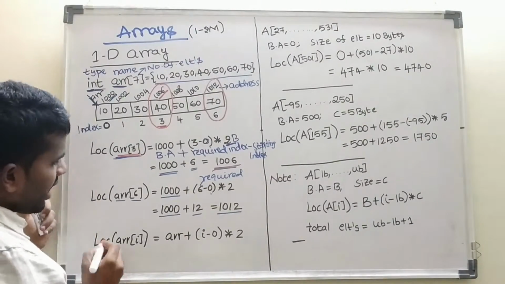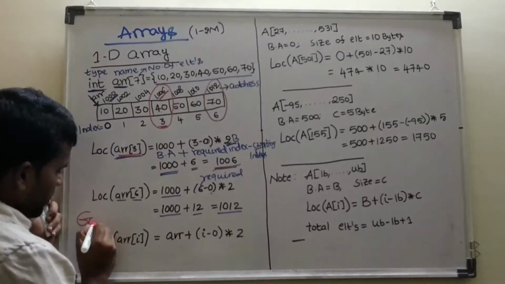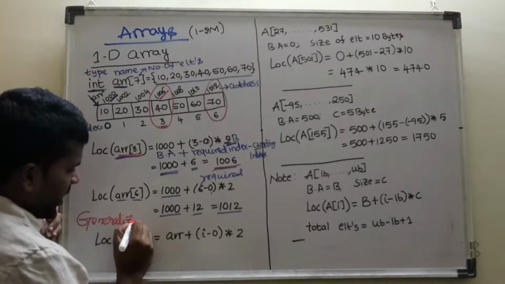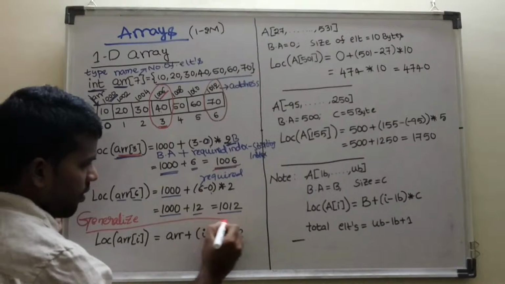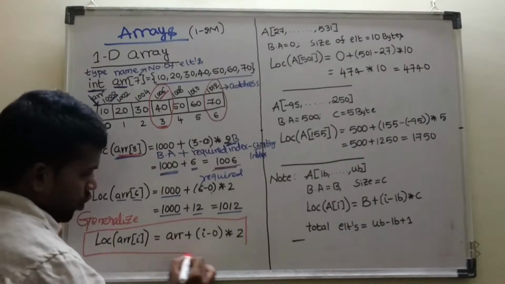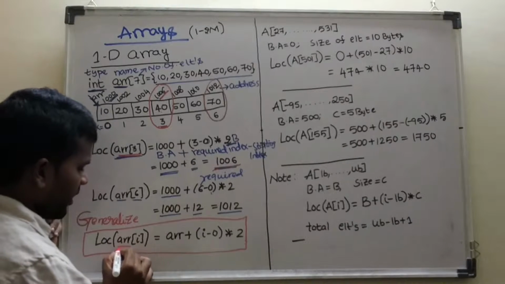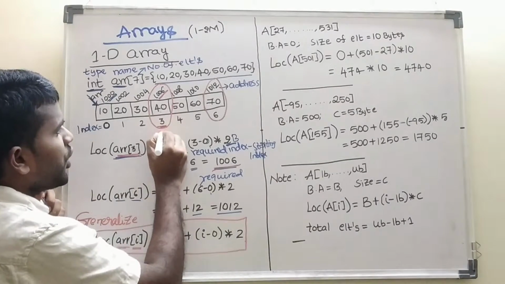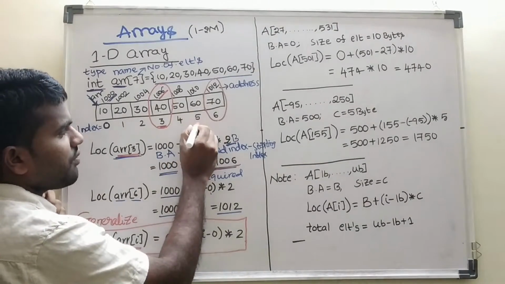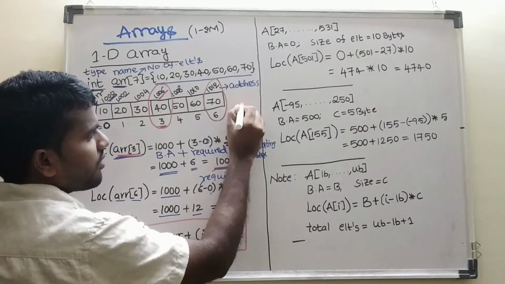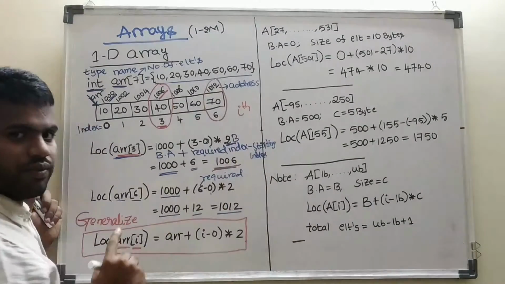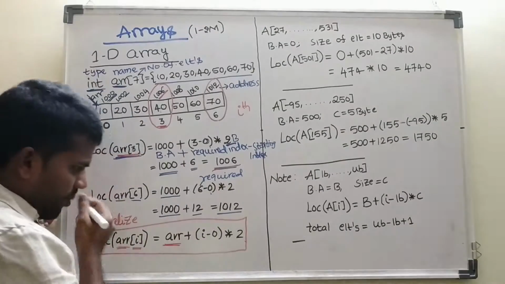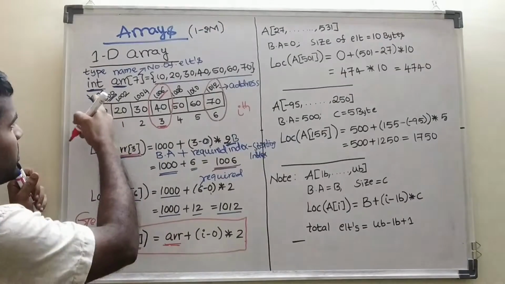Okay, if you generalize, you will get the formula for the location of the ith element of the array you are requiring. This is the third element, this is the fourth, this is the fifth; like that you are asking for the ith element. Then what is this? It is the base address. Every time, the array name represents the base address. This is the array.